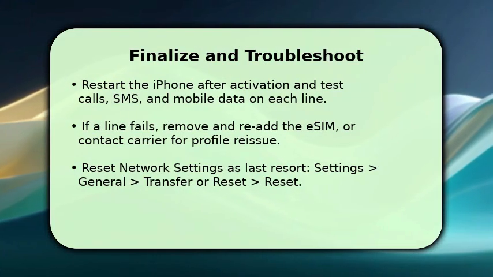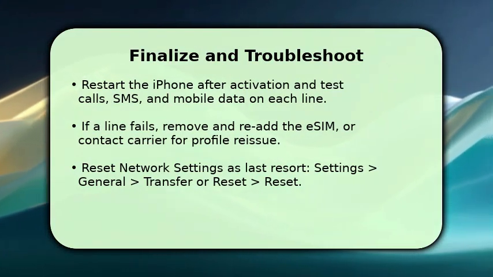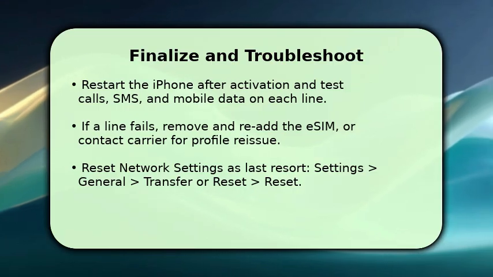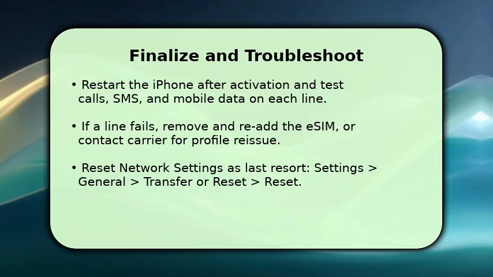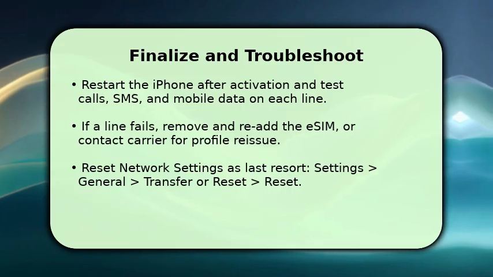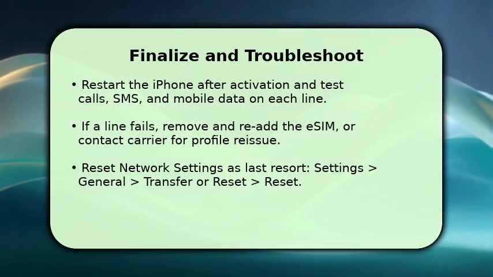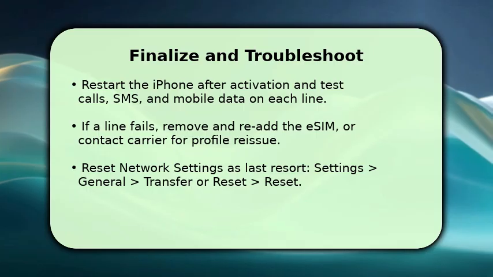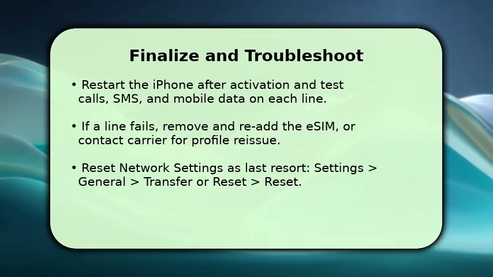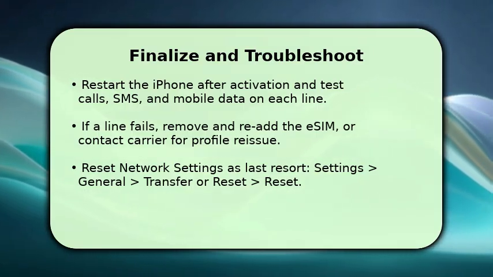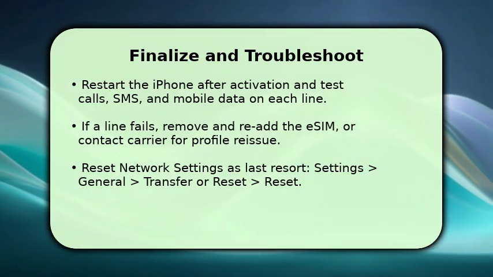Finish by restarting the phone to ensure both profiles fully register with carriers. Then place test calls, send messages, and browse on each line to confirm data routing. If a line won't activate, remove and re-add the eSIM profile or ask the carrier to reissue the activation QR. Sometimes the carrier profile needs refresh.